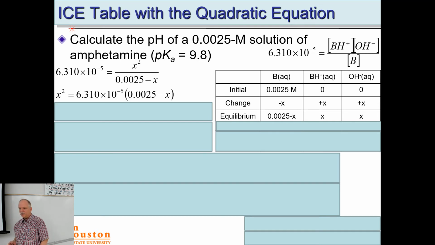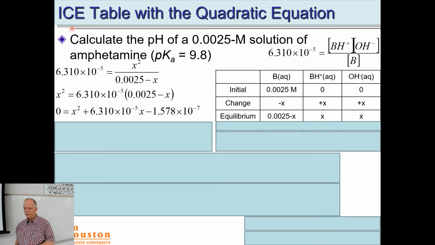Okay, so this is our quadratic equation, but it's not in standard form. So we multiply the 6.3 times 10 to the minus 5 through that parenthesis. I didn't leave out any steps because I wanted you to follow along. All right, so then there it is in standard form.